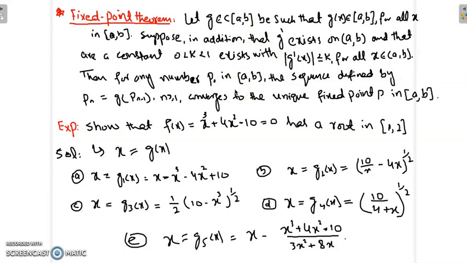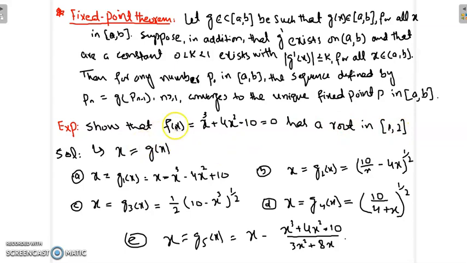In this method we will try different approximations of the function f(x). We will change the function f(x) to different shapes, like x = g(x). For example, we are given f(x) = x^3 + 4x^2 - 10 = 0. We have to check that it has a root in the interval [1, 2].